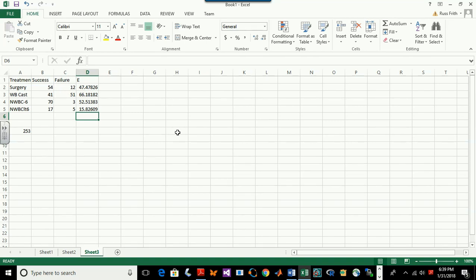Now we need our O values. The O values, of course, are the successes. So we need our O minus E, which equals observed minus E. So we drag that down.